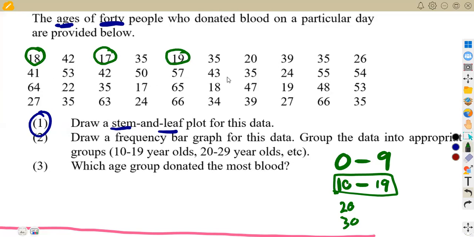Let's move on. There's nothing here. Let's move on. 17 also. All right, 18 again, 19 again. Okay. I think these are the only numbers that we have.